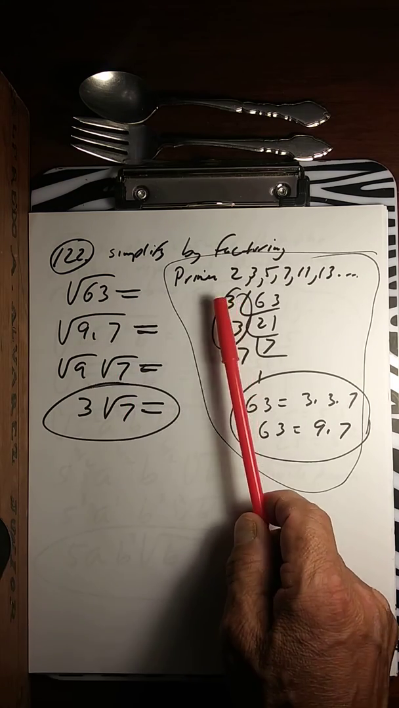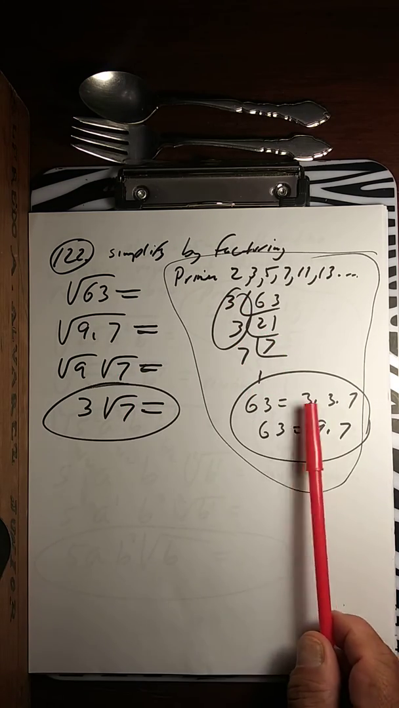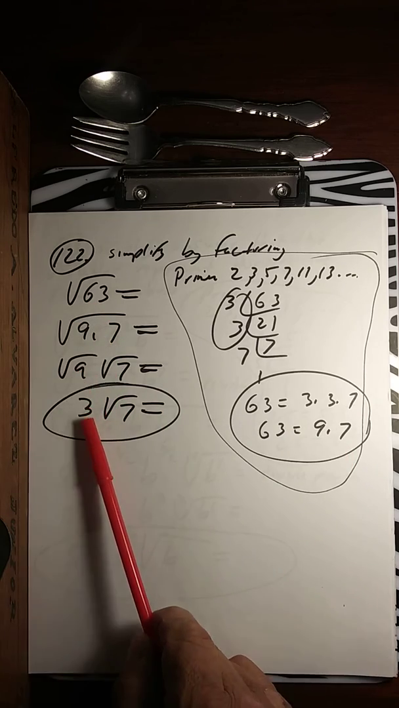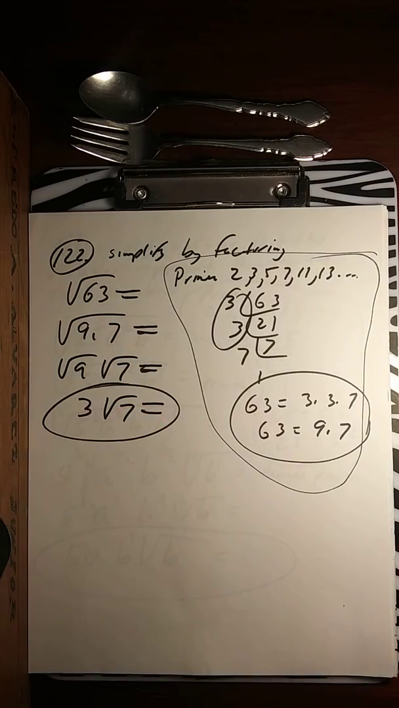63. Divided by 3, by 3, by 7. So 3, 3, and 7, or 9 times 7. So this is 9 times 7. Square root of 9 is 3. And square root of 7, leave it alone.